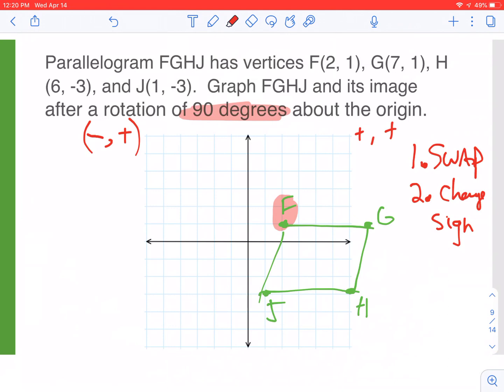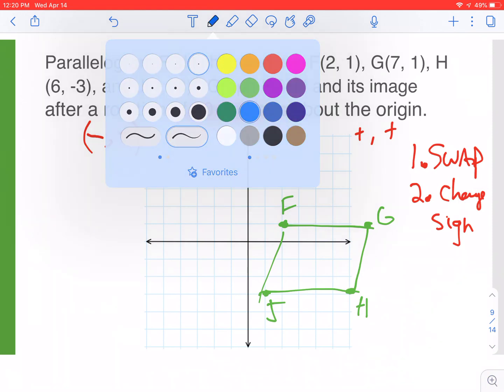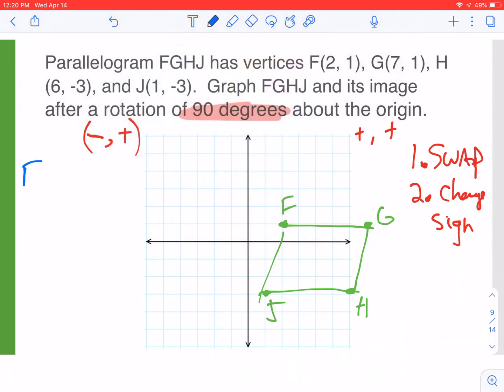So if I'm looking at F, F has to land up in this quadrant right here, because that would be rotating 90, one box over, right? So if F is rotating one box over, I'm going to take my 2, 1, and I'm going to swap it. So it's 1, 2. And now I look at my sign for that box, and I just put a negative in front of the 1. So it's -1, 2. And that's my F prime.